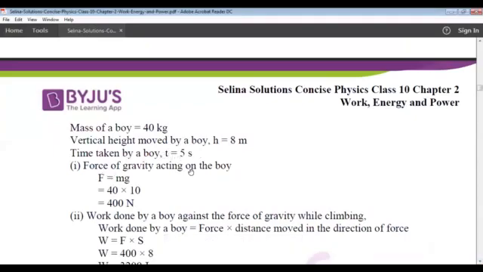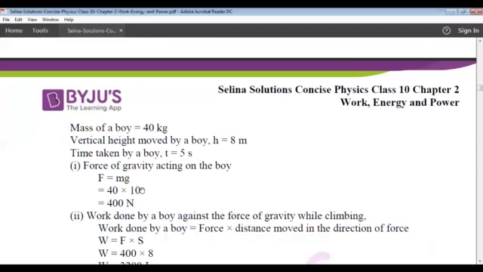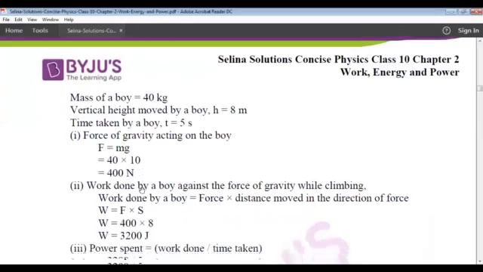So force of gravity acting on the boy will be force is equal to mass into acceleration due to gravity. Mass is 40 kg and acceleration due to gravity, we can consider it as 10 meter per second square. Therefore, the force acting on the body will be 400 Newton.